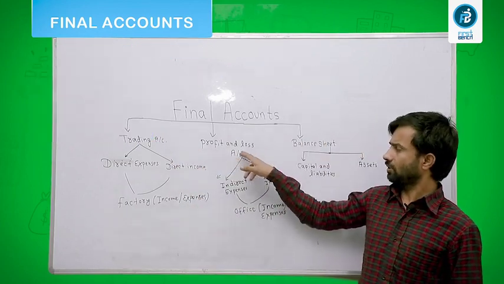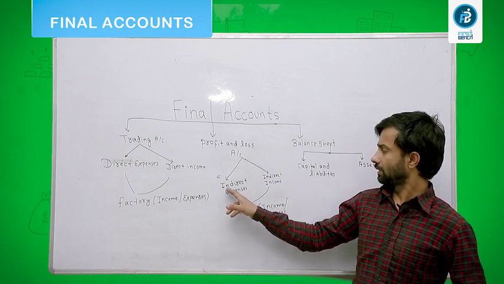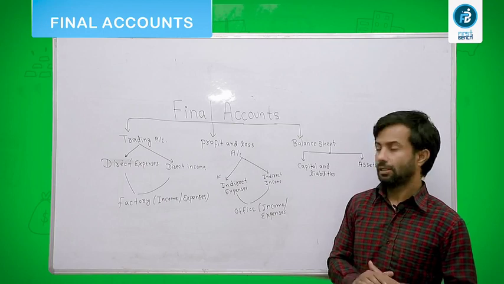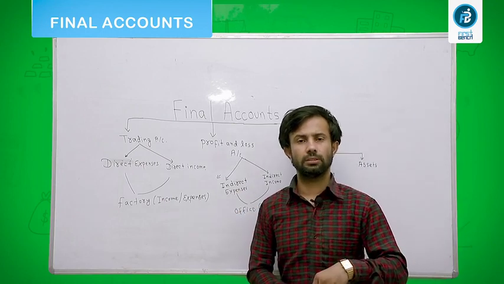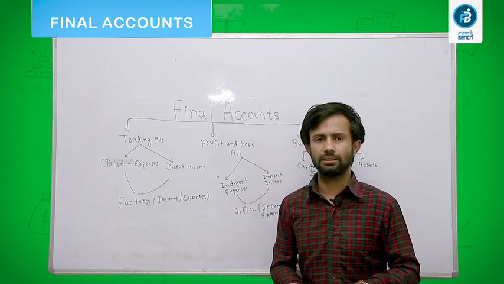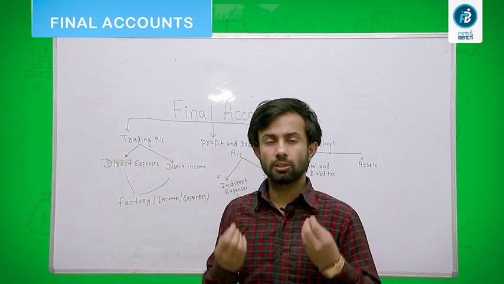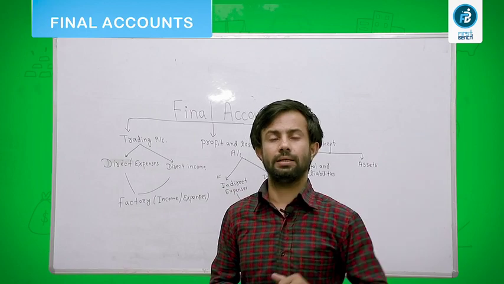So the profit and loss account consists of two things, that is the indirect expenses and the indirect income. Indirect expenses means the expenses related to the office, administrative expenses, other types of expenses, selling expenses, many things. Yes, all the expenses that are incurred after the goods are produced and sent to the market and before the cash is collected.